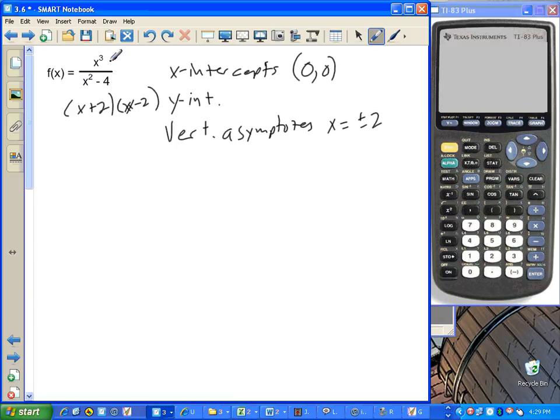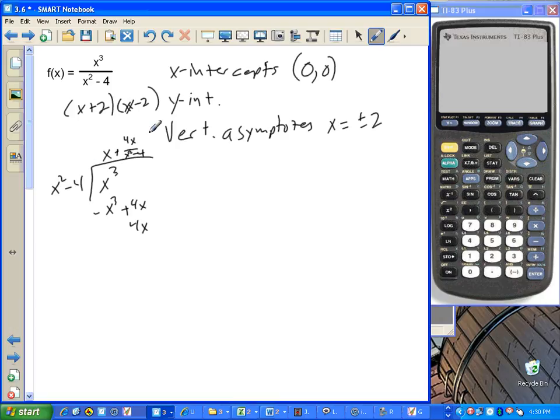This one's actually going to have a slant asymptote too, because my power on the top is exactly 1 higher. So I'm going to do my long division. I'm going to multiply by x. That gives me x cubed minus 4x. Change my signs. I get 4x, and I get a remainder of 4x over x squared minus 4.